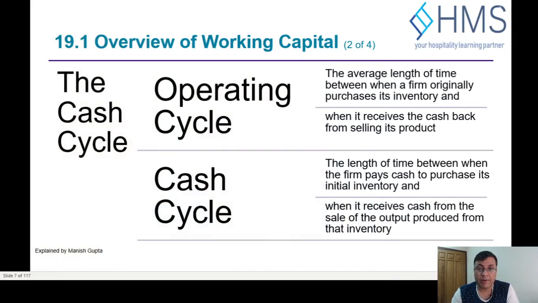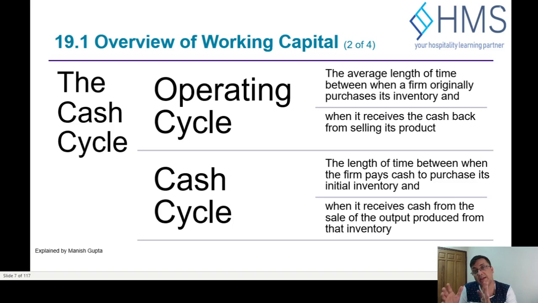So the operating cycle means the average length of time between when a firm originally purchases its inventory and when it receives the cash back from selling the product. That is called the operating cycle. It starts from the day you first purchase your inventory, then you sell it, and then you are able to collect the money from your customers.